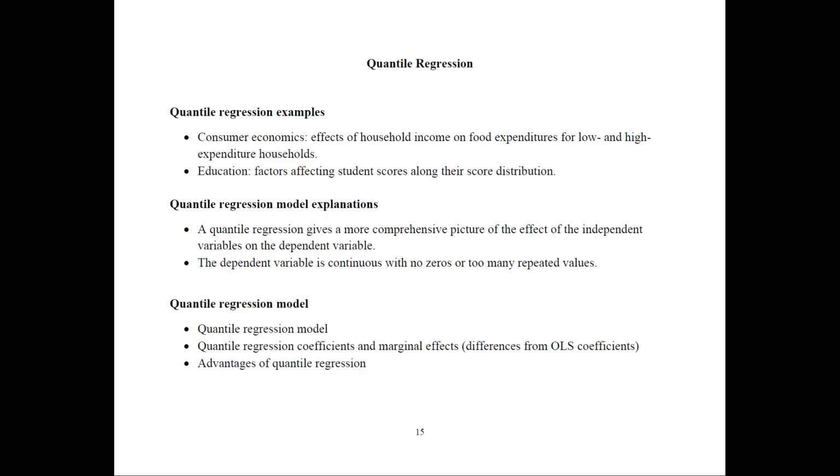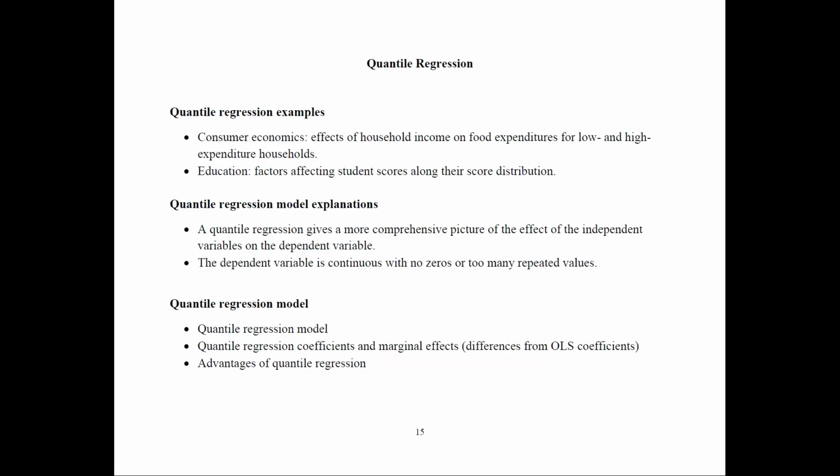Next one is quantile regression. Here are a couple of examples from consumer economics: the effects of household income on food expenditures. And you can say that it depends on whether we have low food expenditure households or high food expenditure households, and we want to know their effects along the distribution of the food expenditures. For education, we could study the factors affecting student scores along their score distribution. So we want to know what factors affect those high performing students and what factors affect the low performing students.